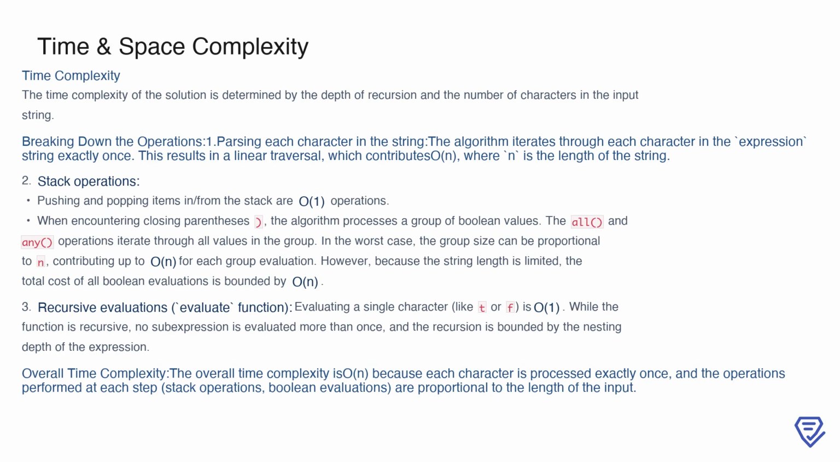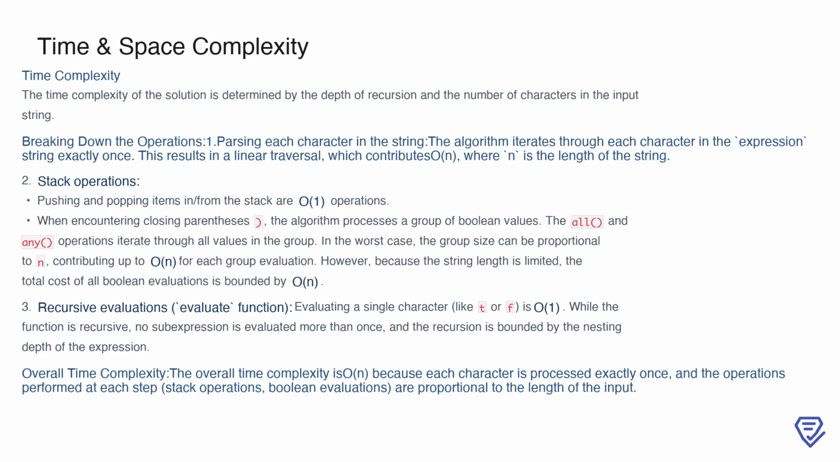The time complexity of this solution is determined by two main factors: the depth of recursion and the total number of characters in the input string. To break this down further, the algorithm processes each character in the input string exactly once during its linear traversal, which contributes O(n), where n is the length of the string. Stack operations, such as pushing and popping items, are constant time, O(1).